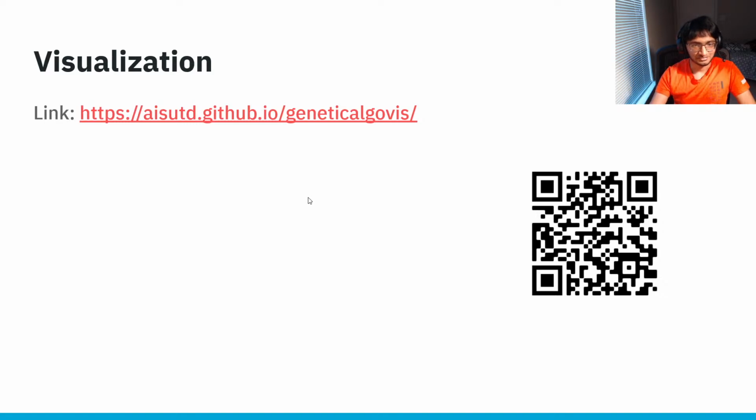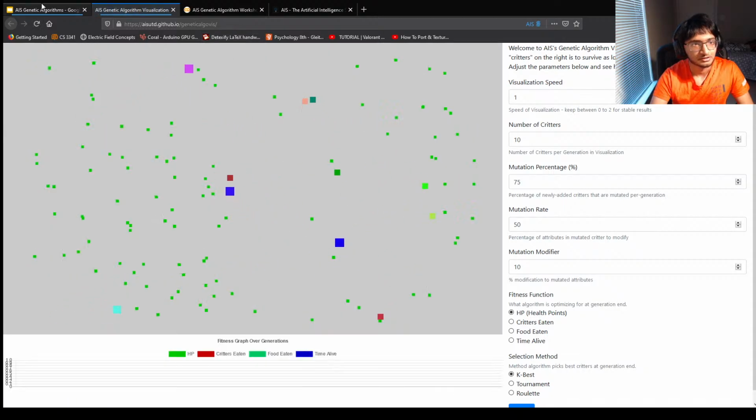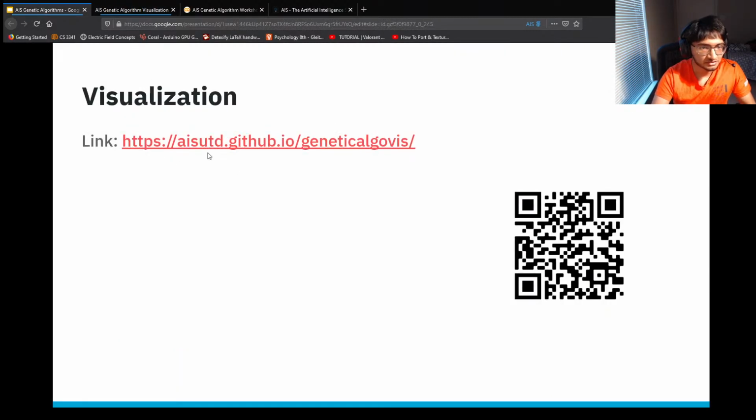Okay, so let's do a visualization now. Maybe I'll keep the link around. It's aisutd.github.io/genetic-algoviz. I might be able to also put this inside the chat. Oh, I have to sign in. That's unfortunate.